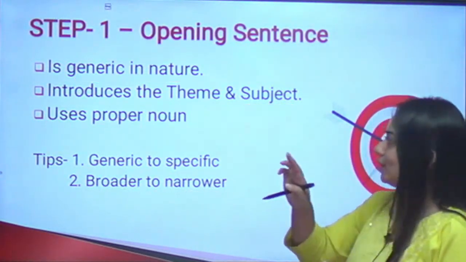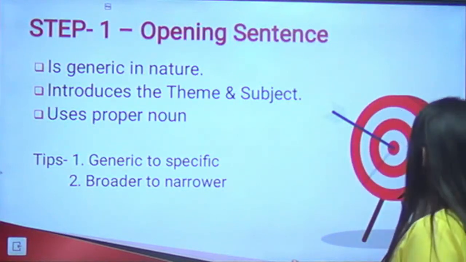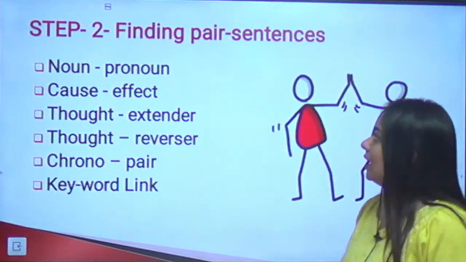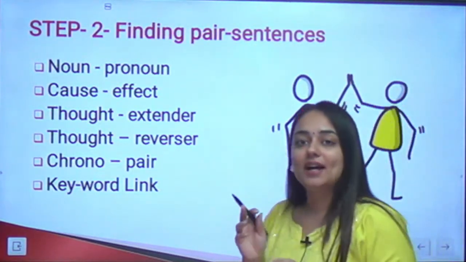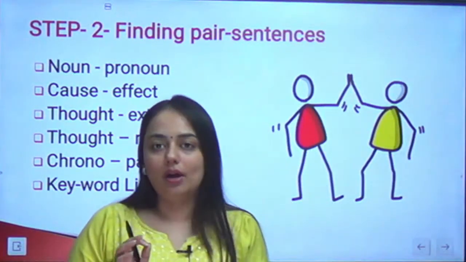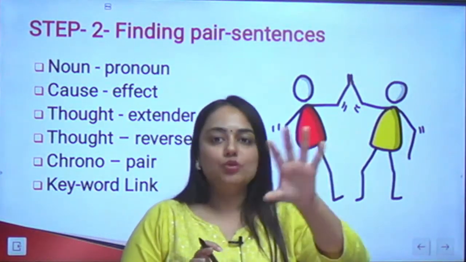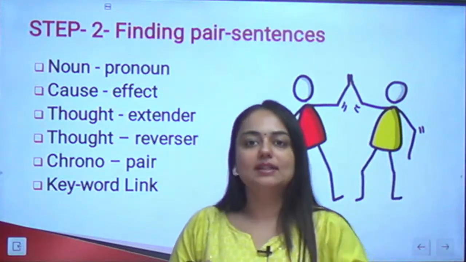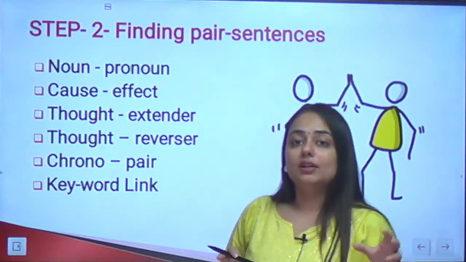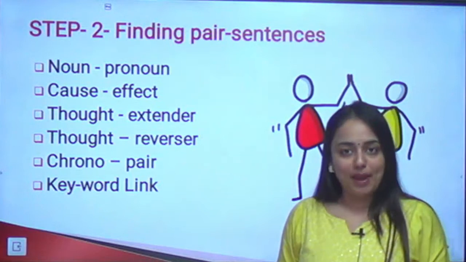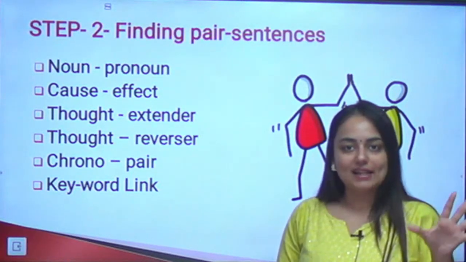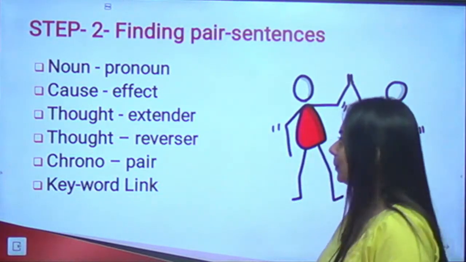Right? So once you have guessed the opening sentence, the first goal is reached. Now, step number 2 is finding certain pairs. I've already told you that out of the 5 sentences, there might be sentences that form a pair. But how to identify that they are a pair? So, sit and relax and see what kind of pairs there can be.